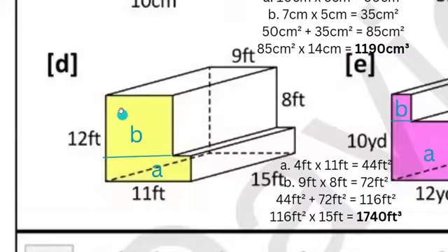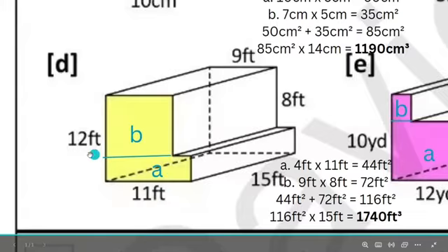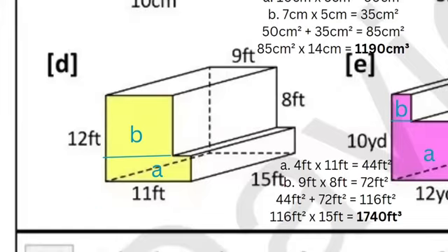This would be A and this would be B. To calculate A, we have to take 12 foot minus 8 foot, which is equals to 4 foot times 11 foot, which is equals to 44 foot square. And to calculate B, we have to take 9 foot times 8 foot equals to 72 foot square. 44 foot square plus 72 foot square equals to 116 foot square. 116 foot square times 15 foot equals to 1740 foot cube.